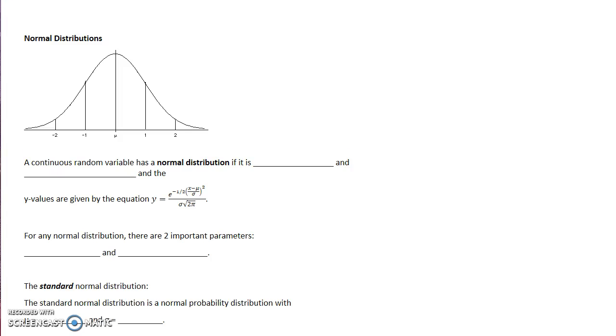Okay, so in this video, we're going to start taking a look at a different type of continuous probability distribution, which is called a normal distribution. We've seen this previously in the course, but we know that a continuous random variable has a normal distribution if it's symmetric and bell-shaped. And that's what we mean by bell-shaped, it looks like this.